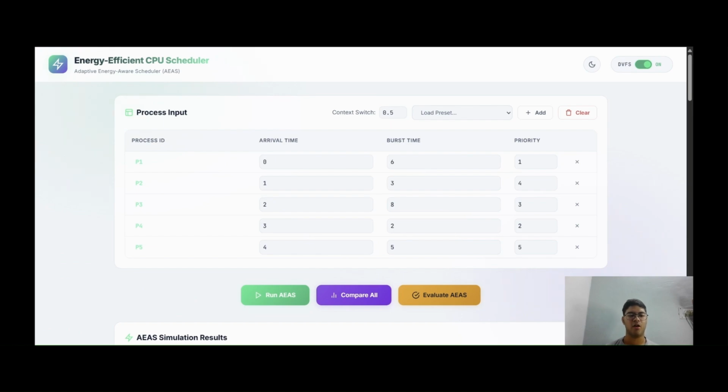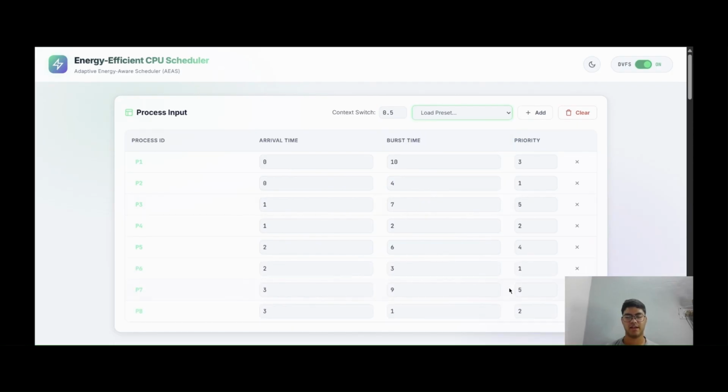Thank you. Now I will demonstrate our system and present the results. Here we have our dashboard where we can input processes with arrival time, burst time and priority. We also have load preset options: basic with 5 processes, high load with 8 processes, same arrival with 6 processes, mixed priority with 7 processes, single process and staggered arrival. And we will use high load with 8 processes as an example.